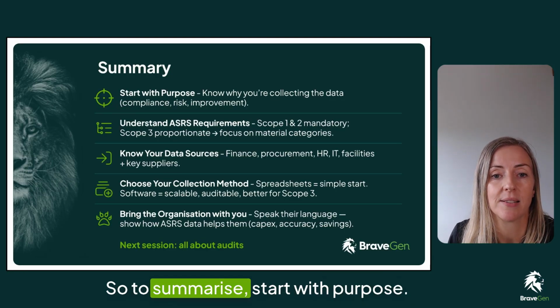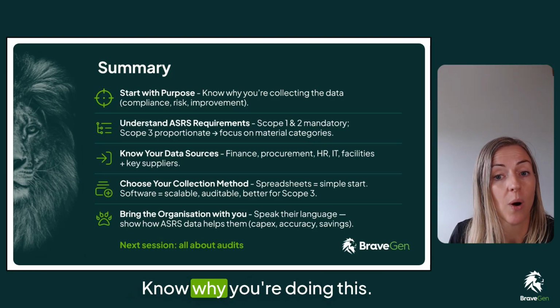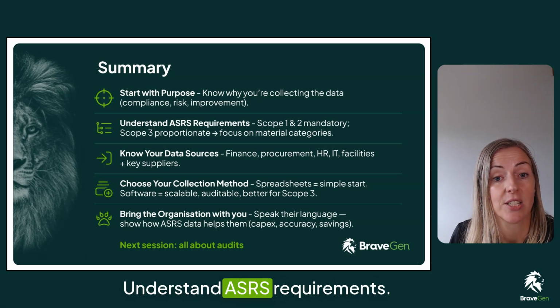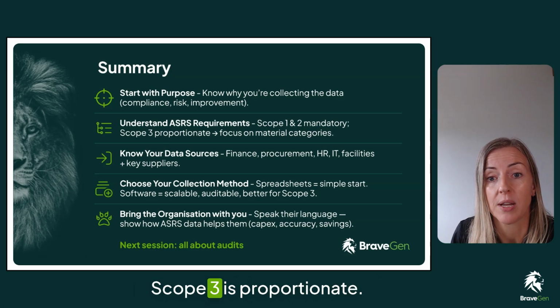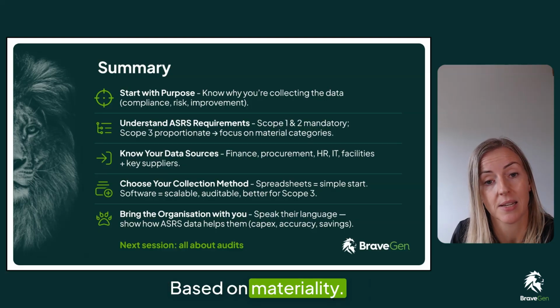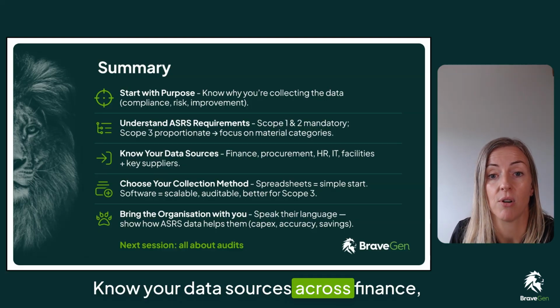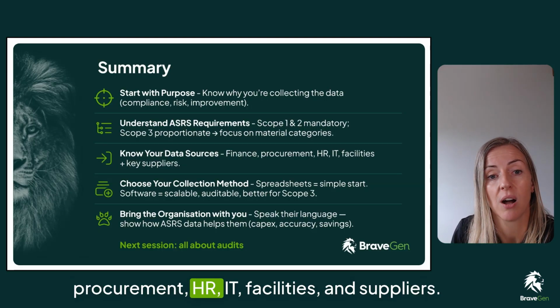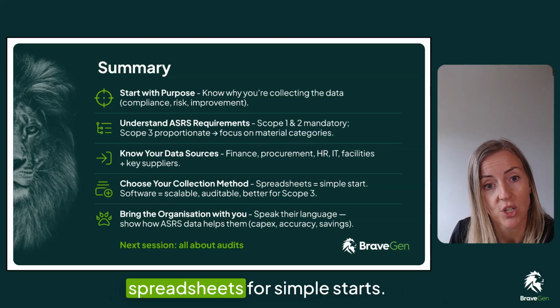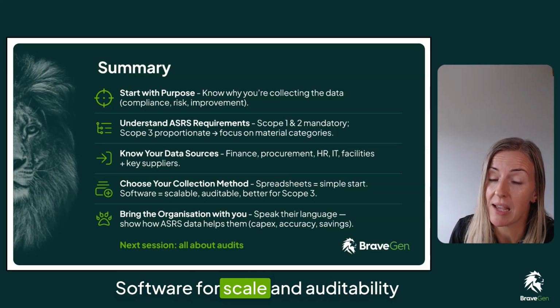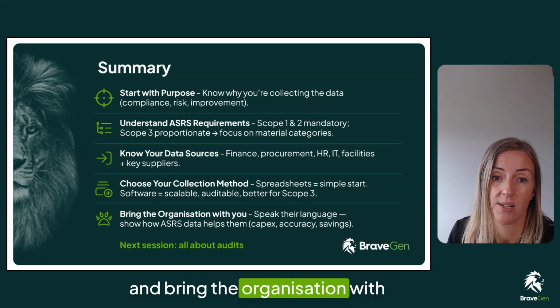So to summarize, start with purpose. Know why you're doing this. Understand ASRS requirements. Scope 1 and 2 are mandatory. Scope 3 is proportionate based on materiality. Know your data sources across finance, procurement, HR, IT, facilities, and suppliers. Choose your collection method, spreadsheets for simple starts, software for scale and auditability, and bring the organization with you by speaking their language.